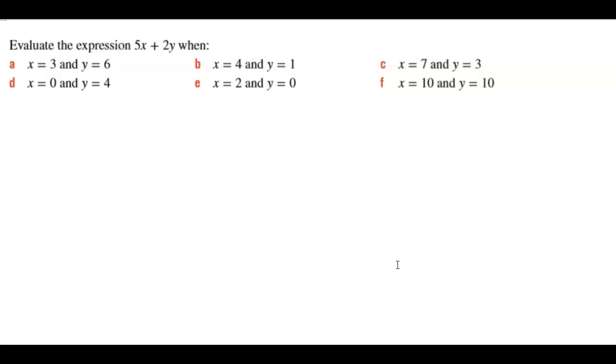All right, so evaluate the expression 5x plus 2y. Okay, so this time the expression stays the same, and we've got different values of x and y. So you can say in this case they're variables. Okay, so x and y are changing. So let's look at question A.